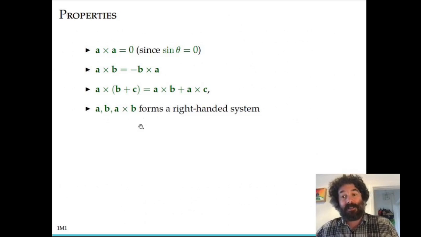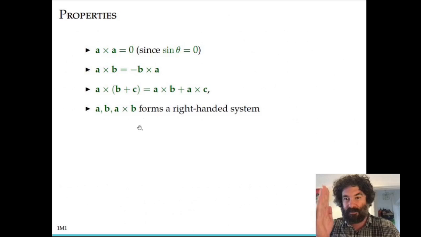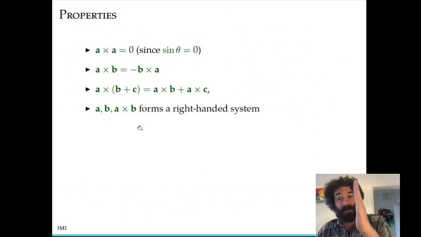And one of the geometric properties of the cross product is that A, B, and A cross B form a right-handed system. So what does this mean? So it means that if you take your right hand and you point your fingers in the direction of A so that they curl in the direction of B, then your thumb will point in the direction of A cross B. So if A is up here, B is to my left, then A cross B would be pointing behind me. So you could also consider if you have a left-handed system, then it would go the opposite way, right?